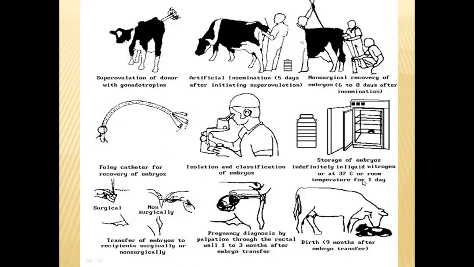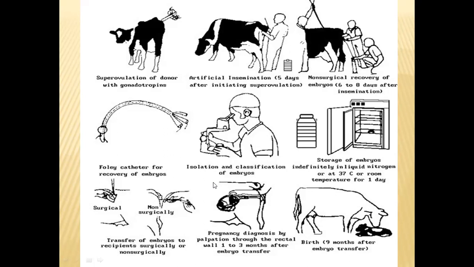with the help of liquid nitrogen at sub-zero temperatures. For storing for just 1 day, storing at 37-degree temperature is enough. But if we want to store them indefinitely, then we have to go for very sub-zero temperatures.